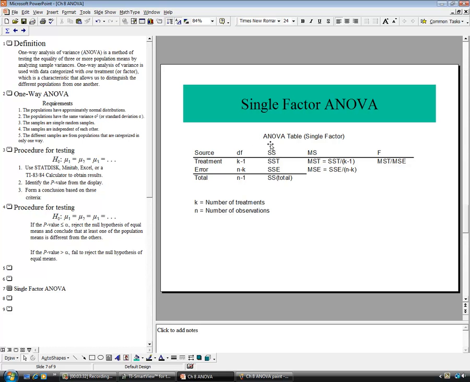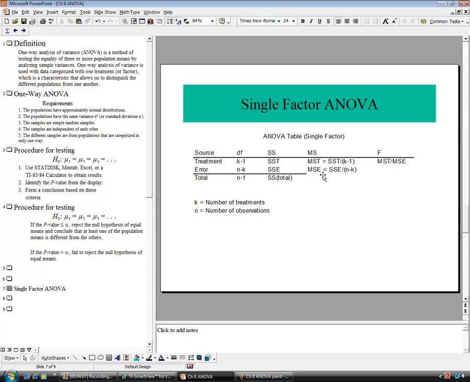SS stands for the sum of the squares, similar to how we would calculate, say, standard deviation or variance earlier on. MS stands for mean square, and MS in the treatment row is called mean square for treatment. It is calculated by taking the sum of squares in that row and dividing by the degrees of freedom in that row. So you see SST divided by K minus 1. Similarly with the error, we take the sum of squares for error and divide it by its degrees of freedom to come up with the mean square error.